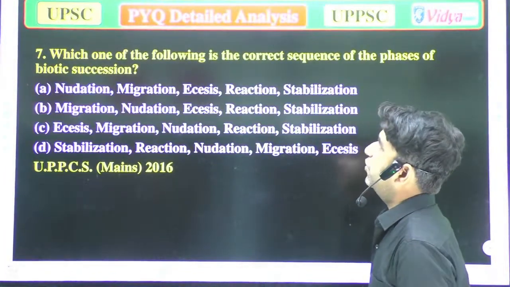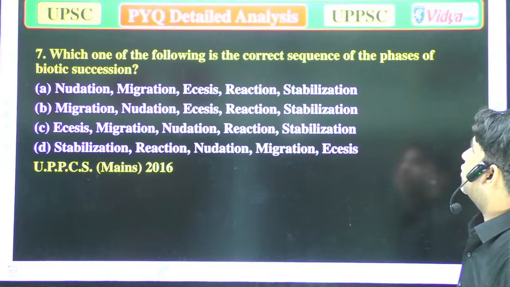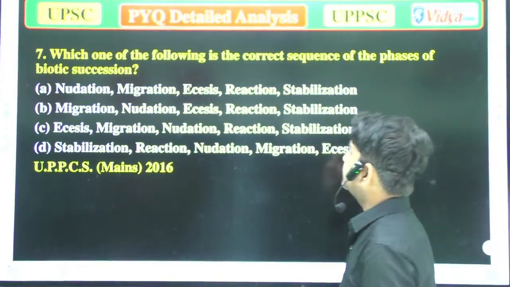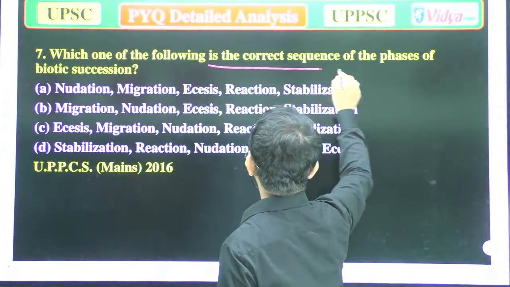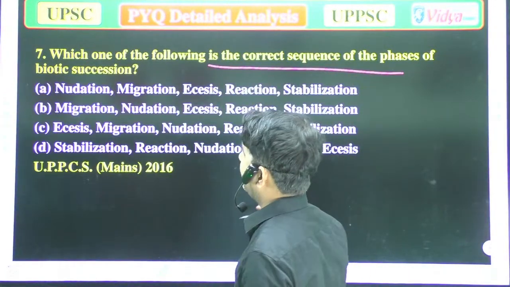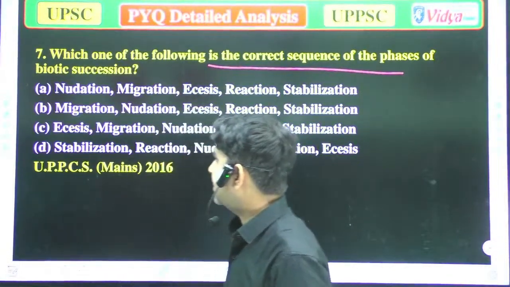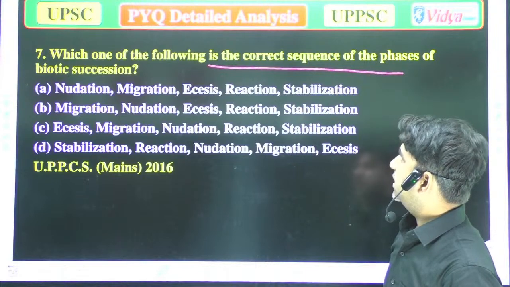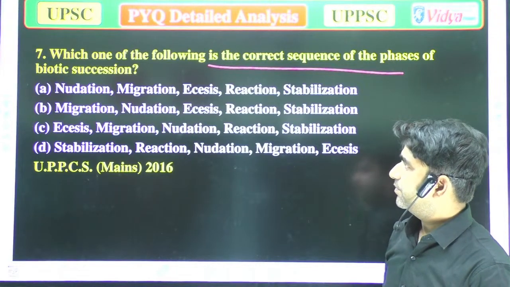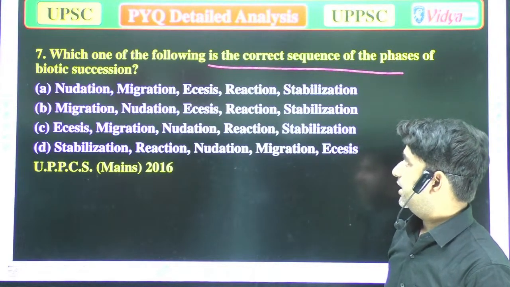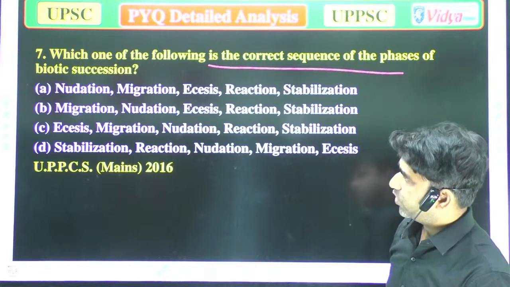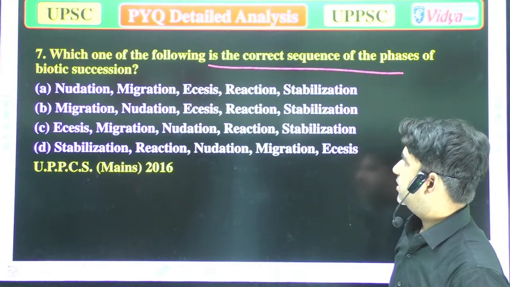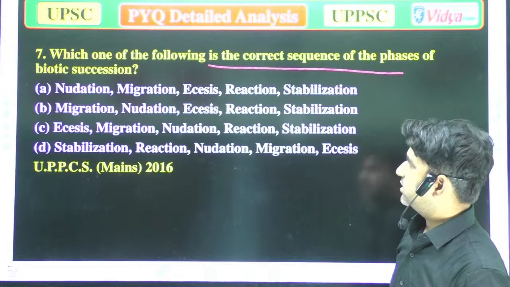Our next question is, which one of the following is the correct sequence of phases of biotic succession? Options are: A, negation, migration, stasis, reaction and stabilization; B, migration, negation, eresis, reaction and stabilization; option C, stasis, migration, negation, reaction and stabilization.